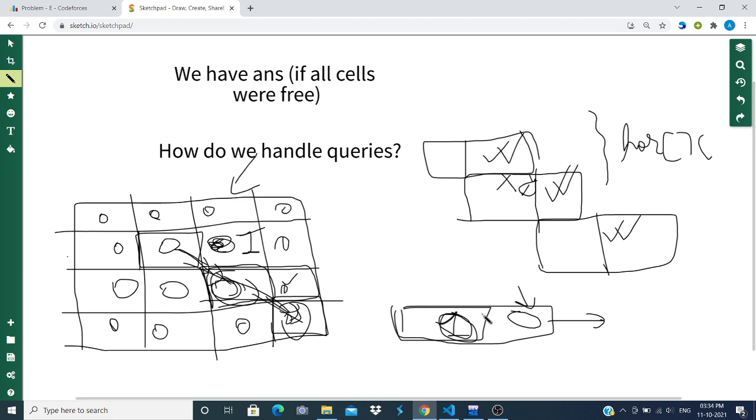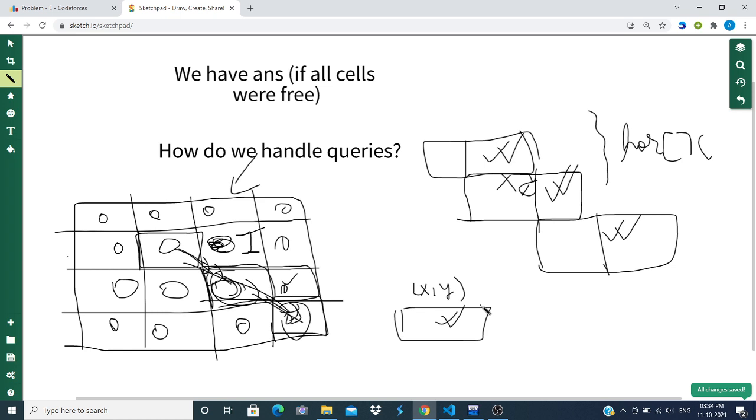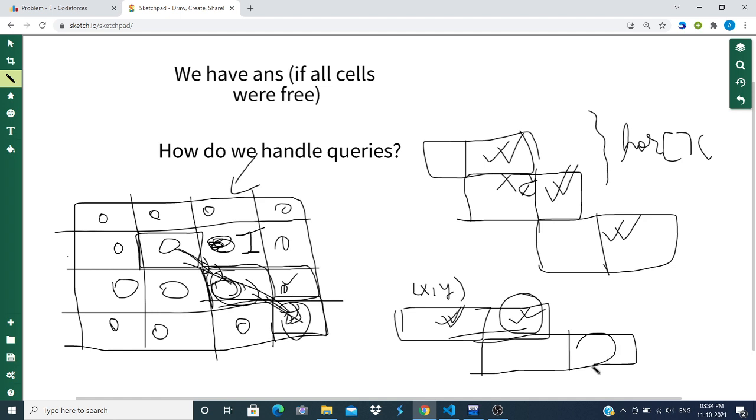But the fact is that if you change the cell x comma y, the value of horizontal and vertical staircases change not only for this x comma y, but basically the horizontal dp table values will change for this as well as for this. And if it changed for this, basically it is also going to change this, and then it will also change this.